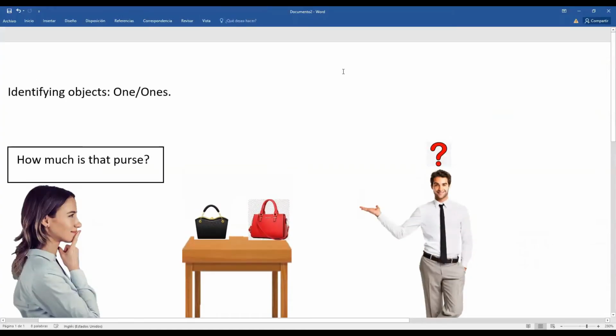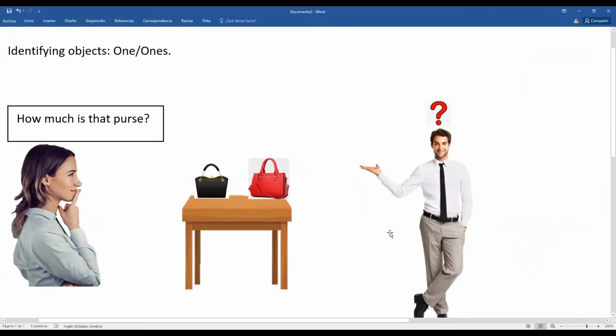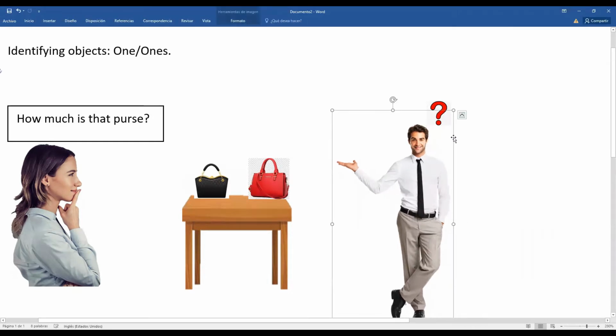So the woman goes to La Sirena. She sees a purse. She's talking to the salesperson. And then she asks, how much is that purse? In that moment, the salesperson gets very, very confused because she's asking about a singular purse, but the man sees two purses.